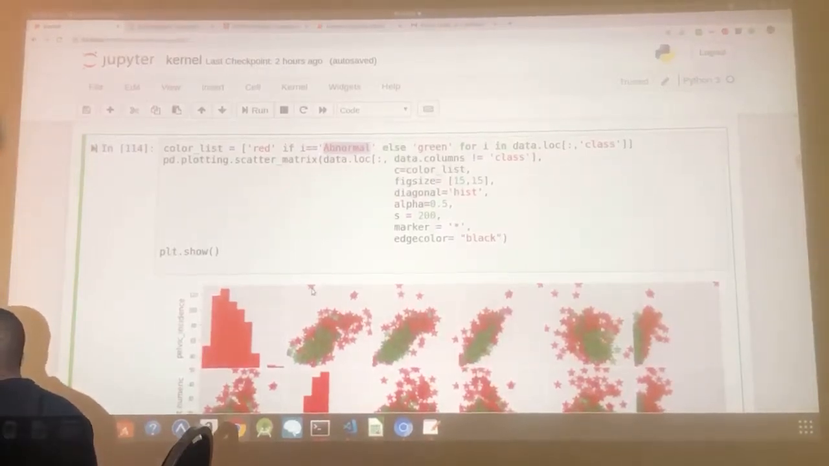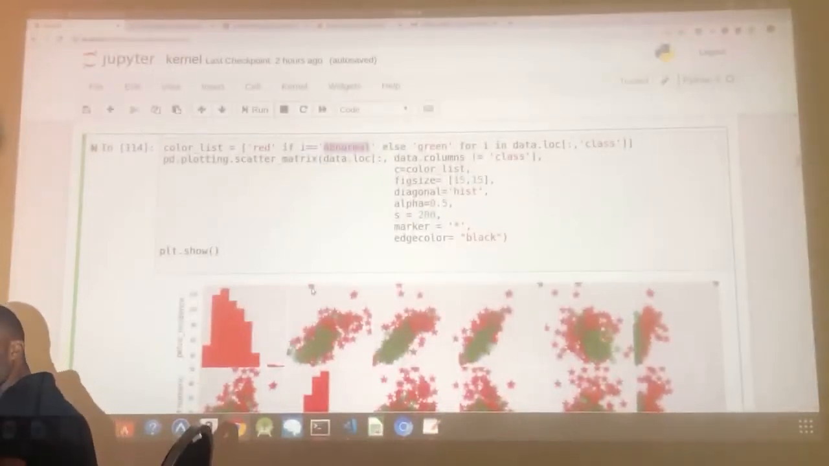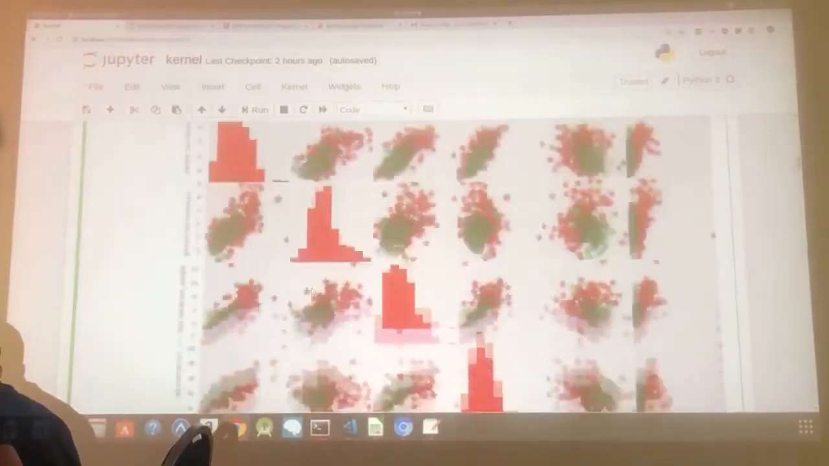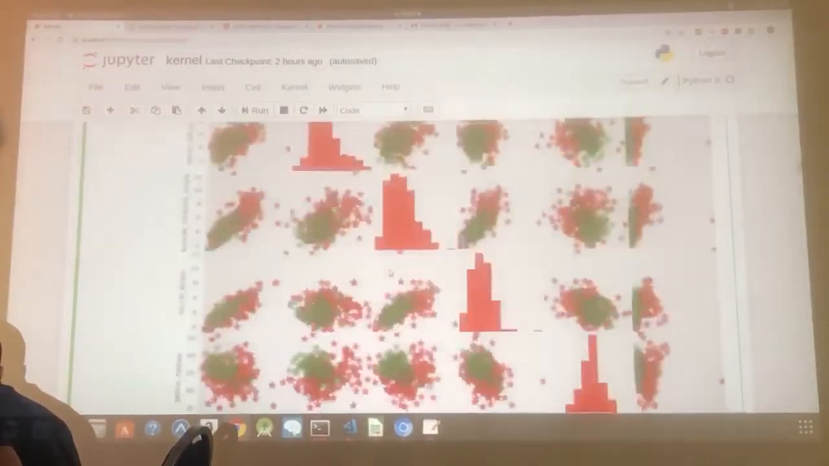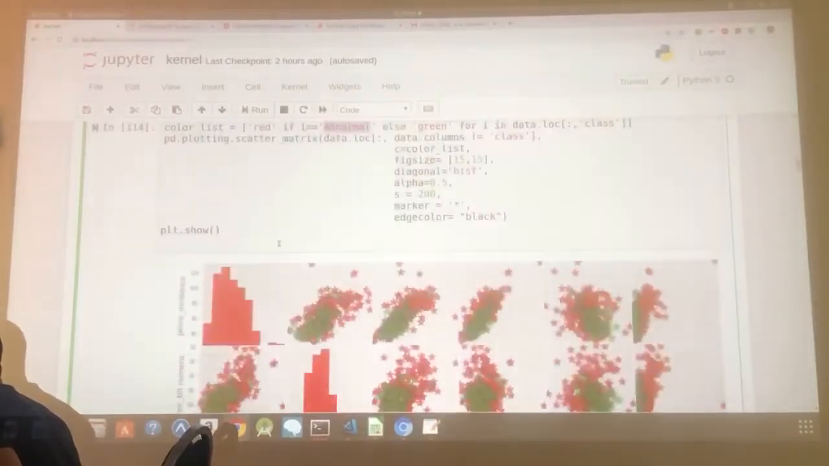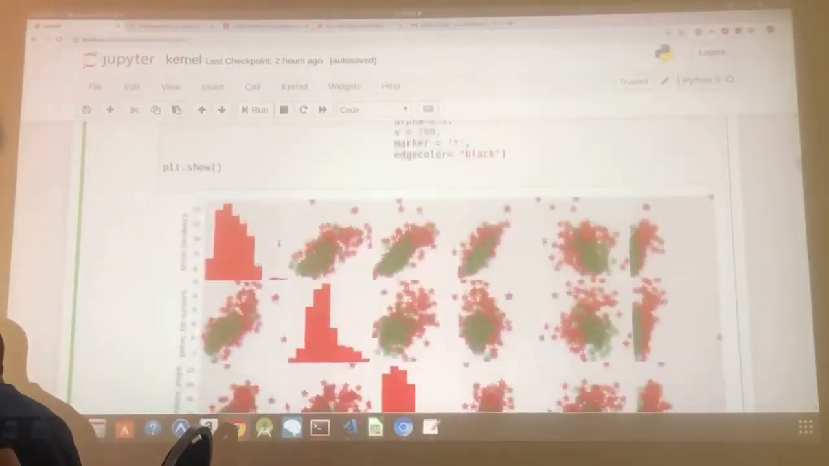Why would you want to do this? Does anyone know? Why would you want to have a scatter between two values, or a relationship between that? Why is this scatter matrix important?